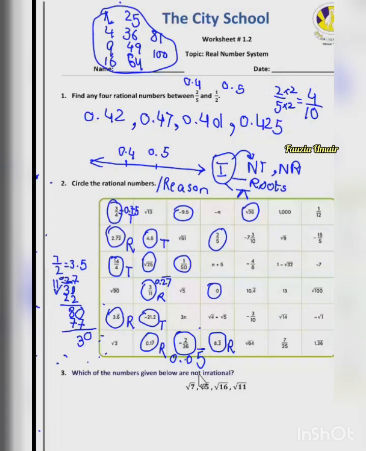And let's quickly discuss the last question. Question number 3. Which is not irrational? Only square root of 16, because that is equal to 4. This is the only root which is giving me a whole number in the answer. The rest of the 3 roots are basically irrational. So which is not irrational, that is only square root of 16.